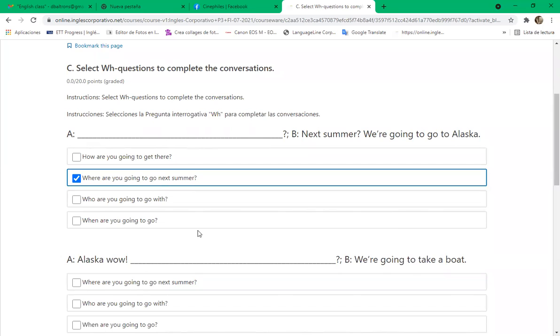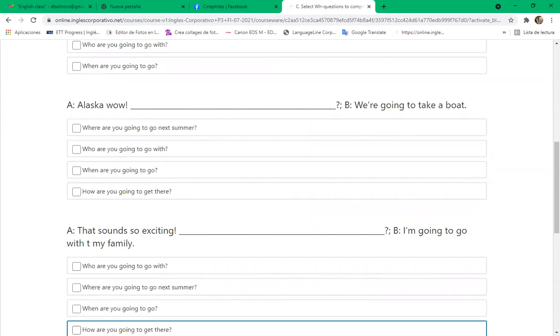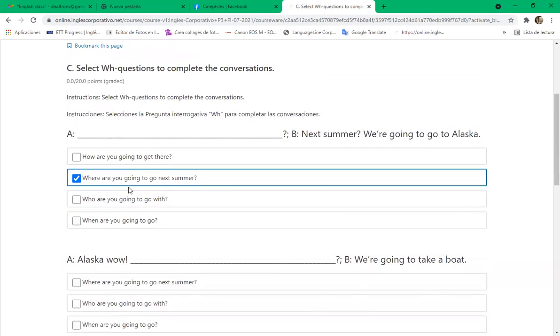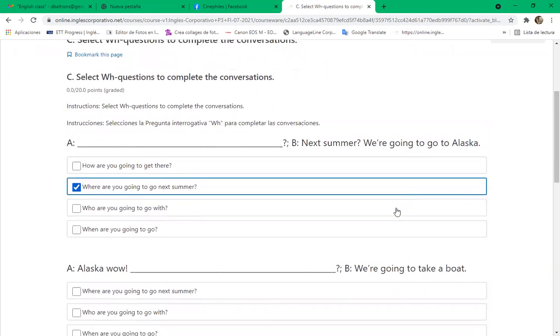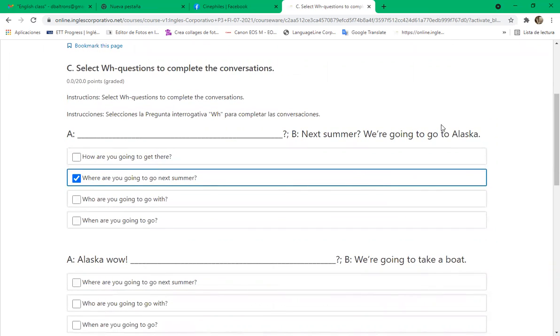No veo las respuestas, teacher, muévalo. I'm sorry. Me he perdido ahorita, teacher. Es que las cámaras me aparecen a un lado y me tapan las respuestas, entonces no puedo. Okay, it's okay, no problem.